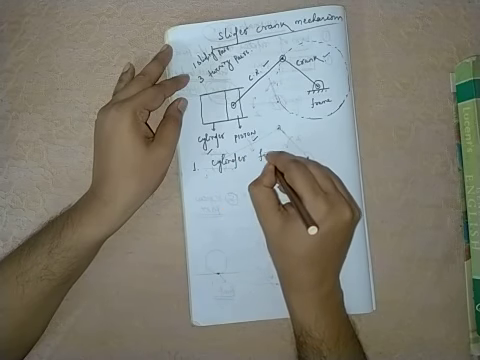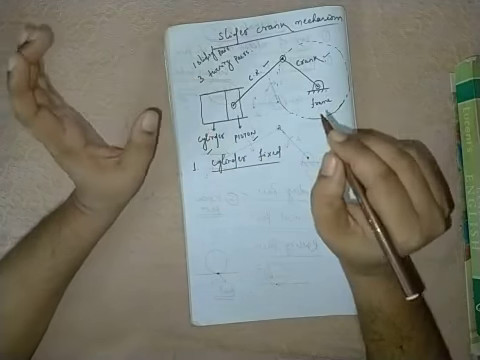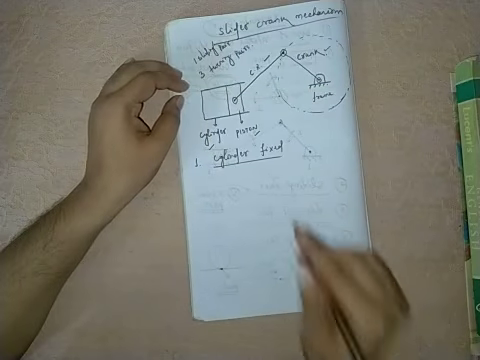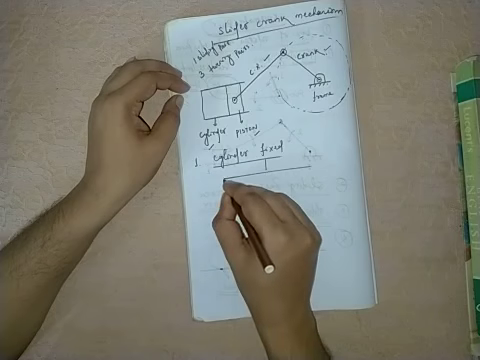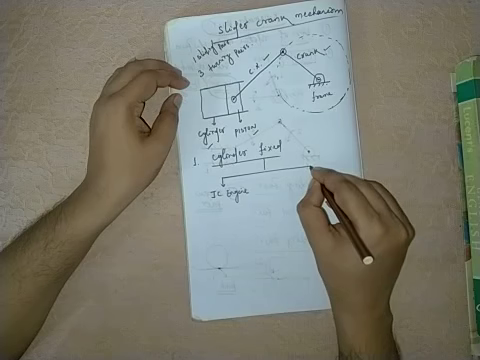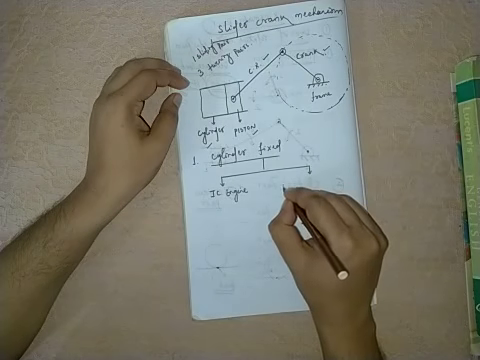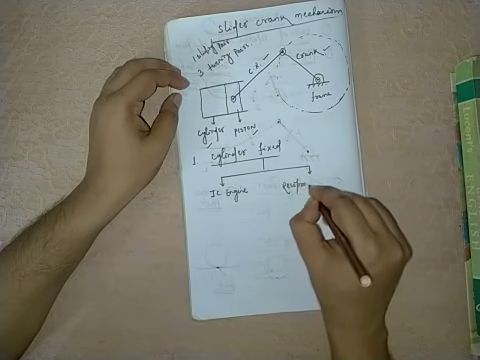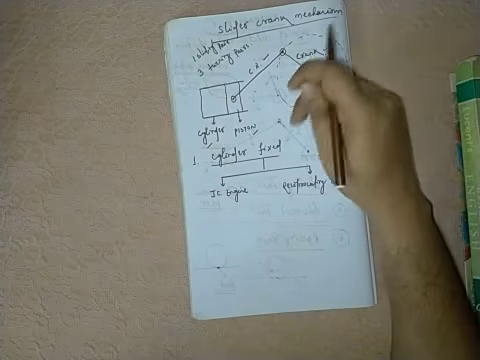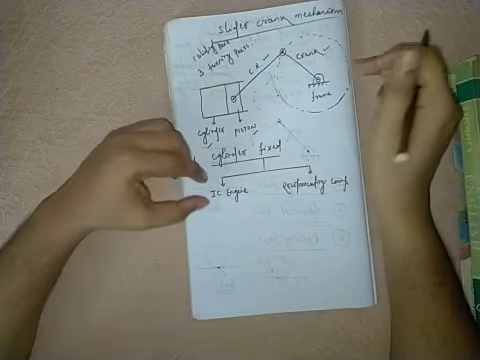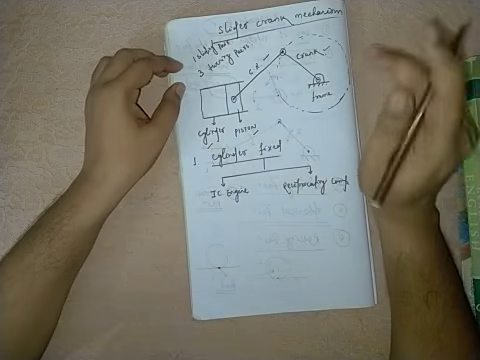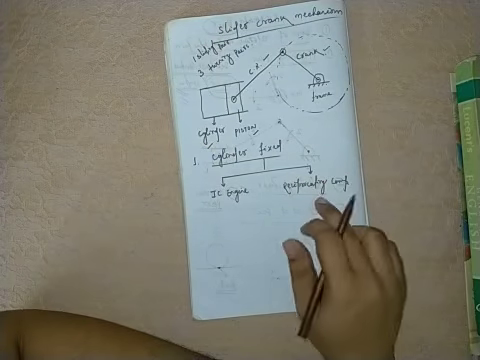When the cylinder is fixed, in this case you will get one, the IC engine, and the second one, the reciprocating compressor. Clear? So when the cylinder is fixed, you will get two different machines: one is the IC engine and another is the reciprocating compressor. So how are these two machines formed?